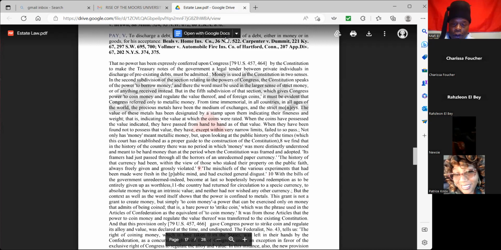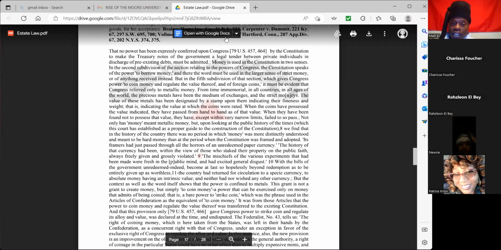That is a bare power to strike coin, which was the phrase used in the Articles of Confederation as the equivalent to "coin money." It was from those articles that the power to coin money and regulate the value thereof was transferred to the existing Constitution, and that this provision only gave Congress power to strike coin and regulate its alloy and value. And that's codified in 79 United States Codes, Section 457, as well, as far as coin being money.